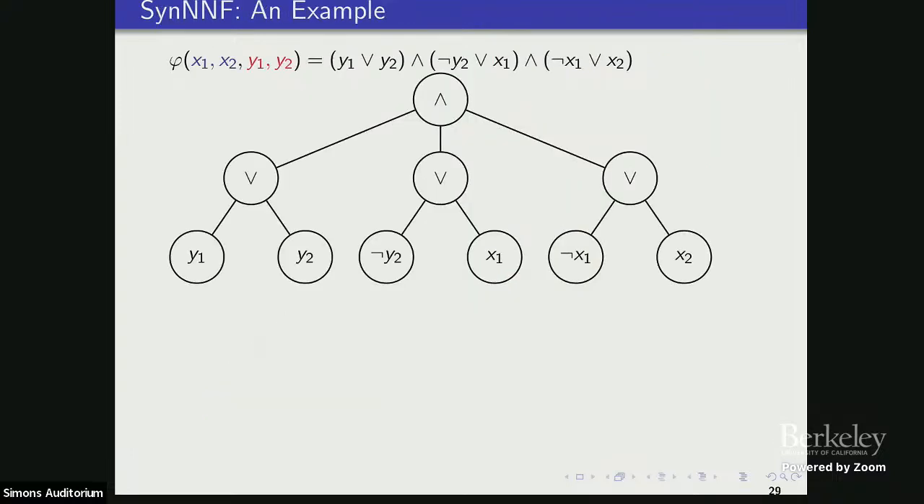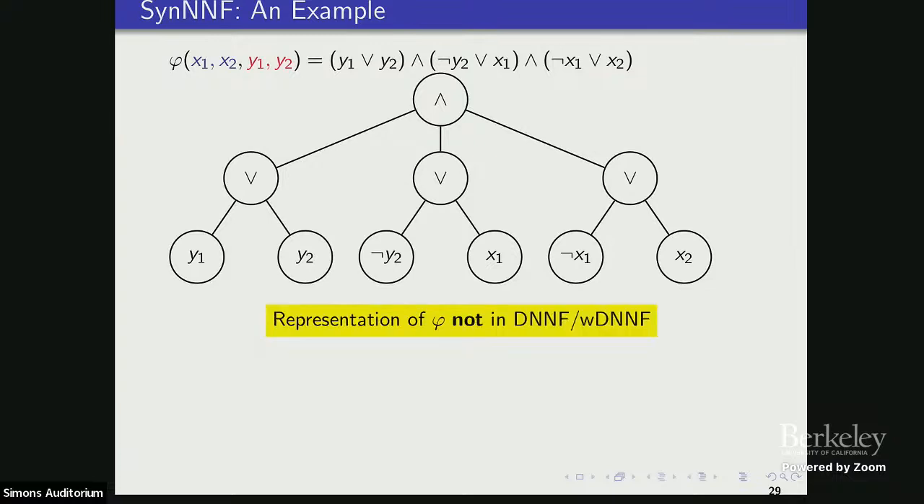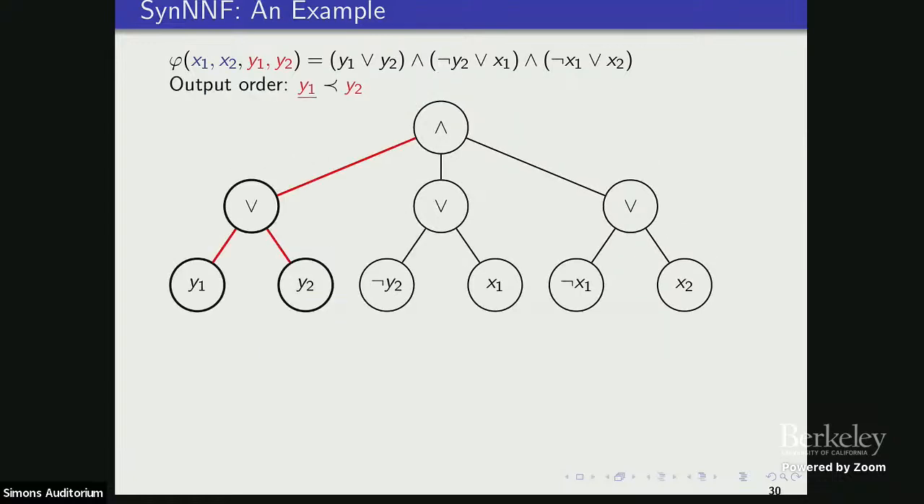So here is an example of SYN-NNF. Here is a formula written down as an NNF circuit, and this representation is neither in DNNF nor in WDNNF, because you have things like y2 and negation y2 going and meeting up at an AND gate. So this doesn't satisfy any of the forms that were there in the literature earlier.